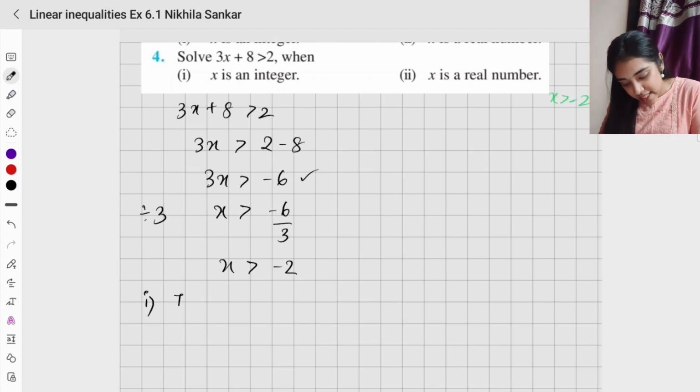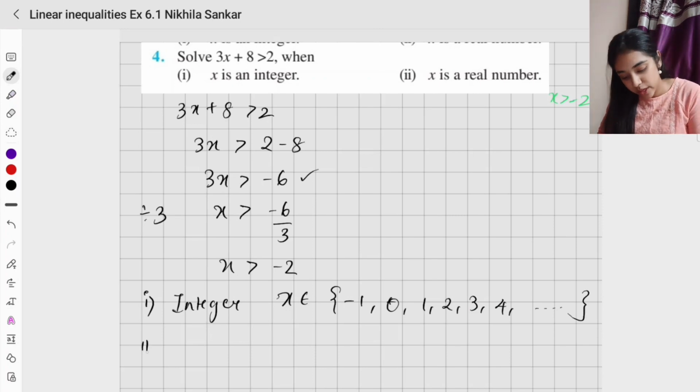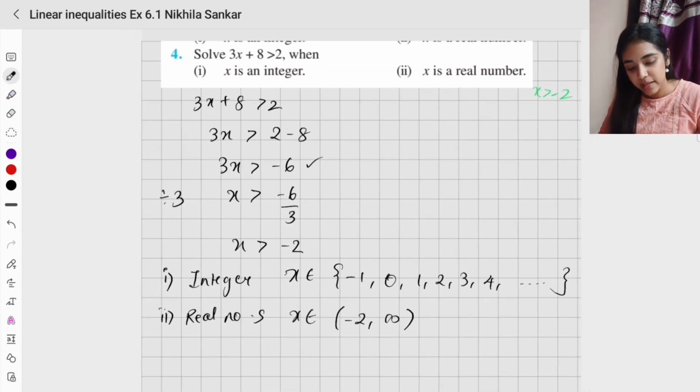So first subsection, x is an integer. If x is greater than minus 2, x is going to belong to the set where minus 2 is not included. So I'll have my values starting from minus 1, 0, 1, 2, 3, 4 and so on. It goes up to infinity, but only integers. Okay, when we are talking about real numbers, it will include all the decimal numbers, rational numbers, irrational numbers, integers, natural numbers, whole numbers, everything. Okay, so x belongs to numbers starting from minus 2 up to infinity. Minus 2 is not included, so I am putting a circular bracket. Okay, please copy.